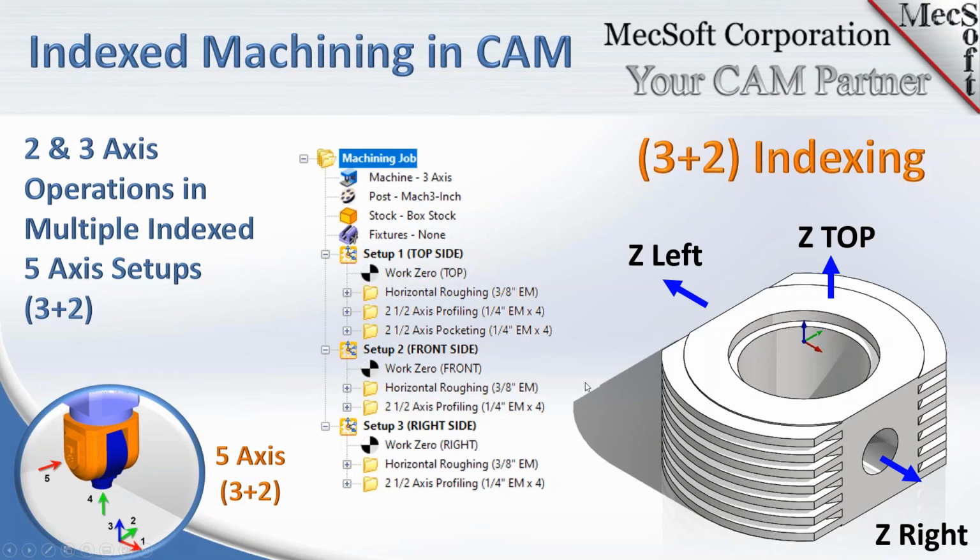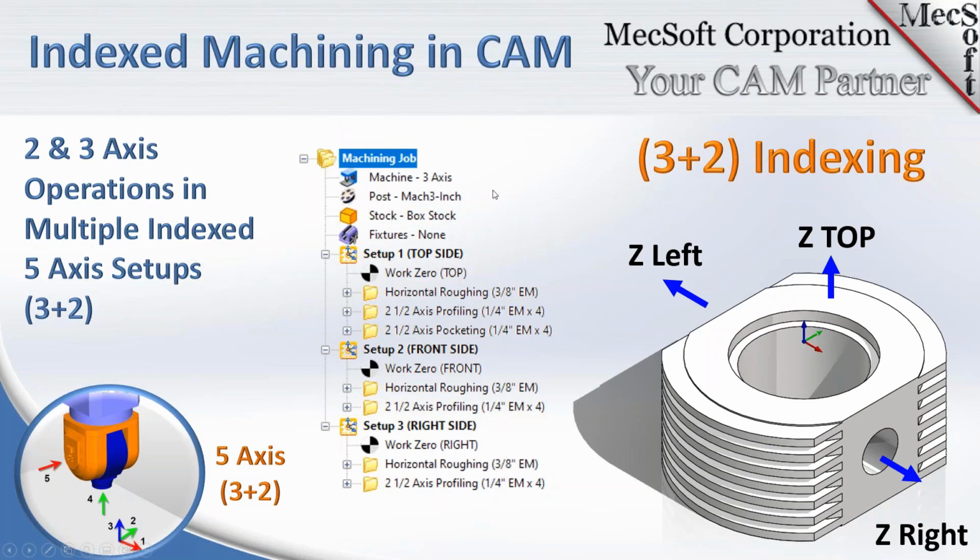Now, for the really interesting part, we're also going to talk about indexed machining in 5-axis. If you look at this little picture here down in the bottom left, you have your 3 axes and 3-axis machining. This is for your typical 2 and 3-axis operations. And then you have your 4th and your 5th axis, which are oriented to a certain position defined by the setup, and it's locked in place. So you're performing the 2 and 3-axis operations in an orientation that is locked.